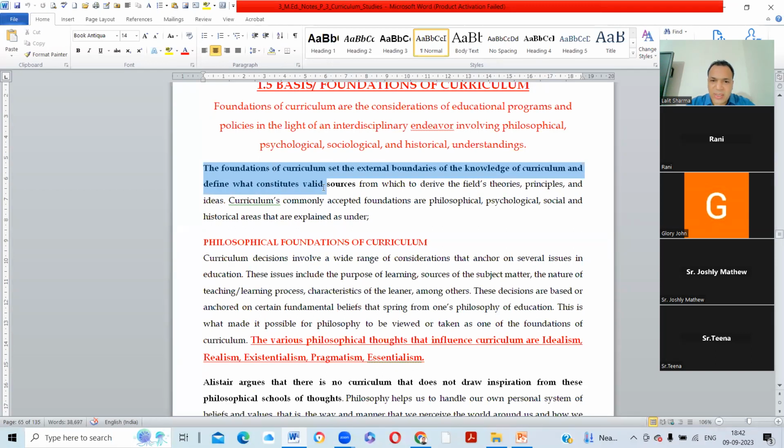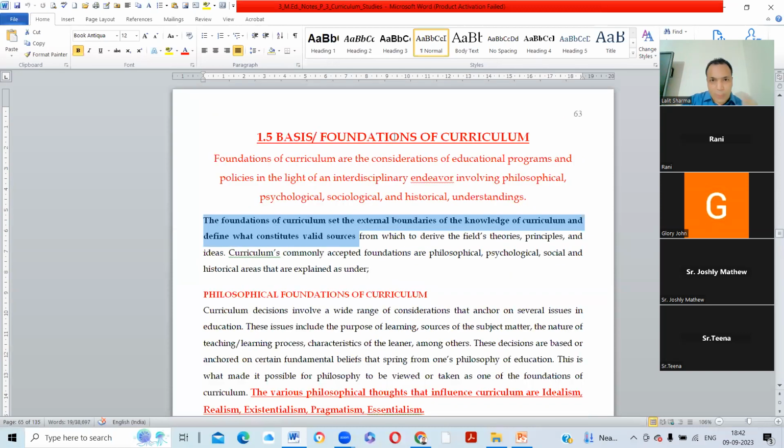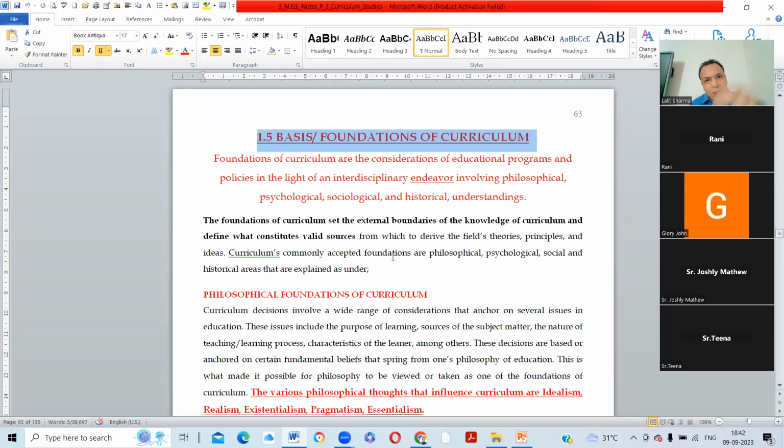The foundations of curriculum set the external boundaries of the knowledge of curriculum and define what constitutes a valid source from which to derive the field's theory, principles, and ideas. Means, for example, try to understand, because my purpose is to explain each and every topic of the syllabus to you. Your part is the learning part. So try to understand the meaning of that. Basis and foundations of curriculum means while you are making a curriculum, on which things you have to keep in your mind, right? What are the boundaries? What are the limits? What are the theories? You have to keep in your mind, then you have to make a curriculum. This is the meaning of that.